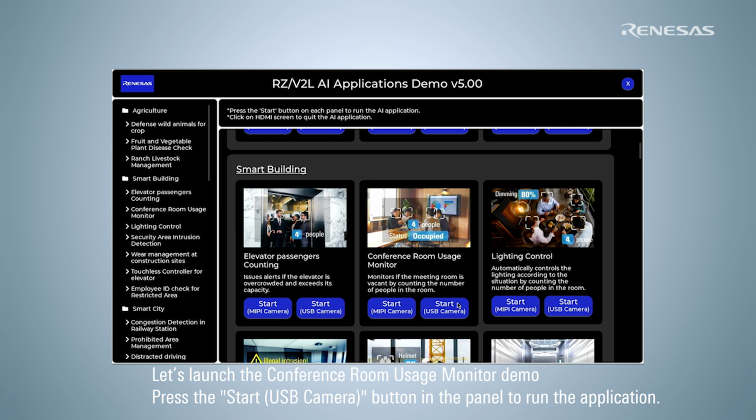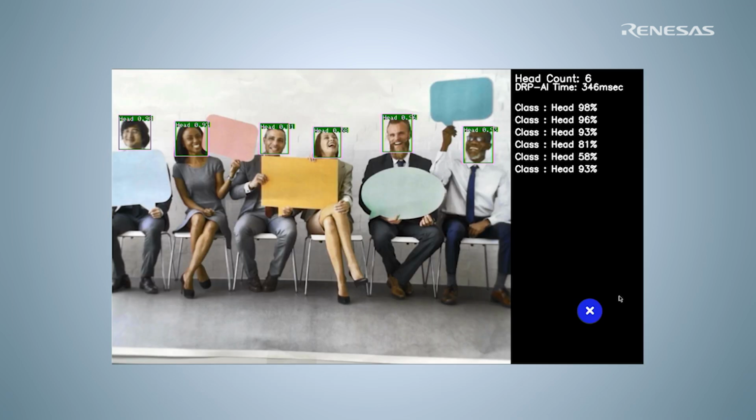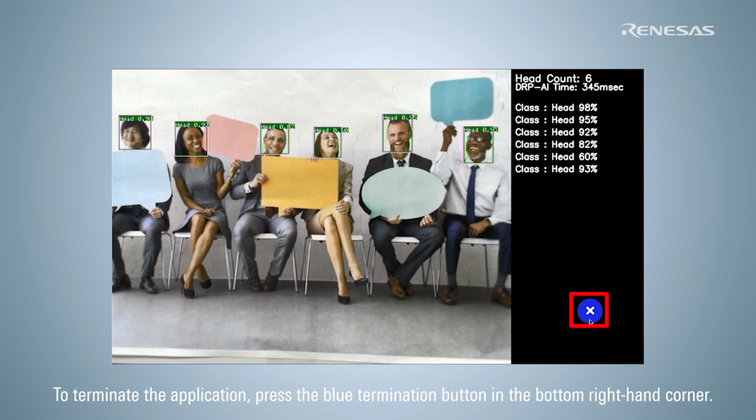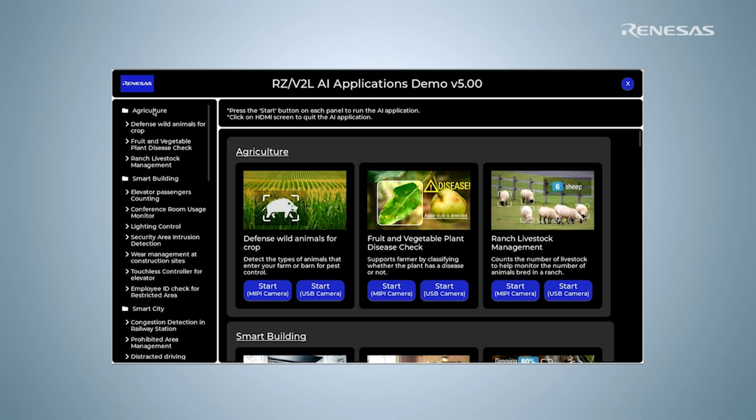Let's launch the Confluence Room Usage Monitor demo. Press the Start USB Camera button in the selected panel to run the application. The screen for the Confluence Room Usage Monitor demo appears. To end the application demo, press the blue termination button in the bottom right-hand corner of the screen. The GUI home screen reappears.